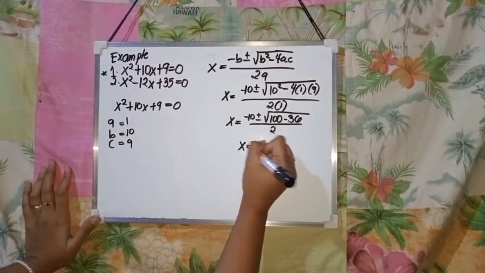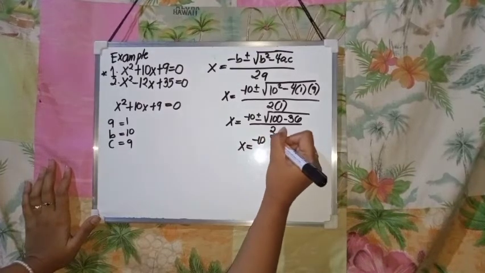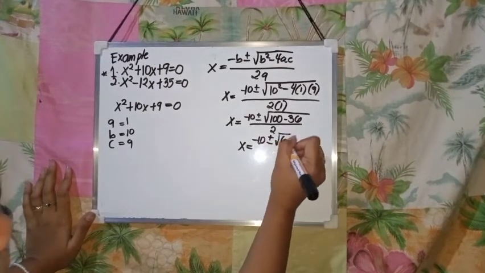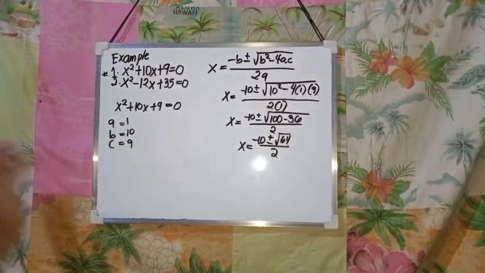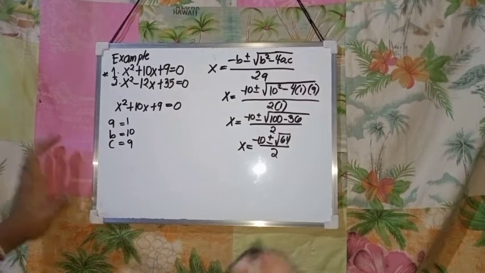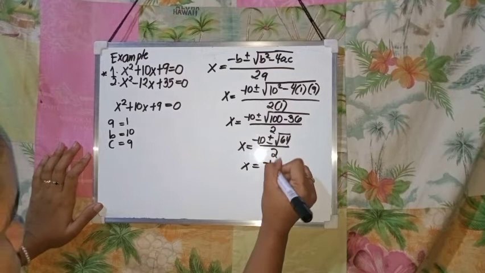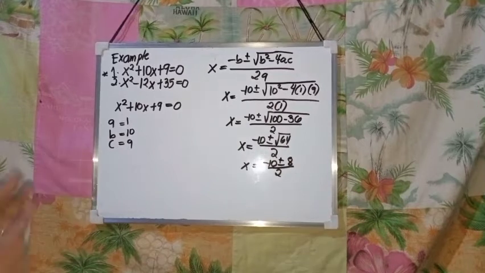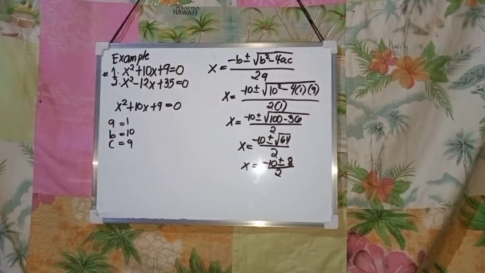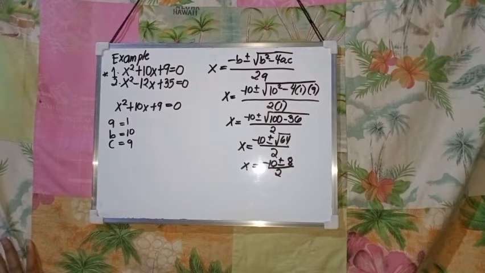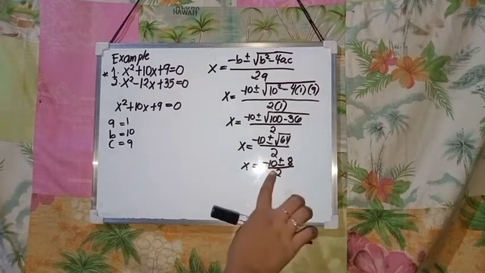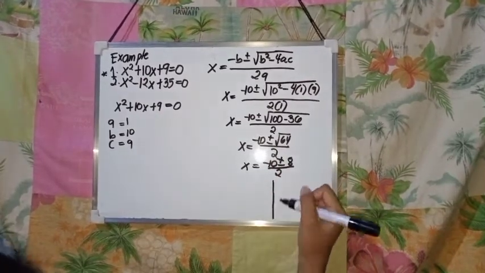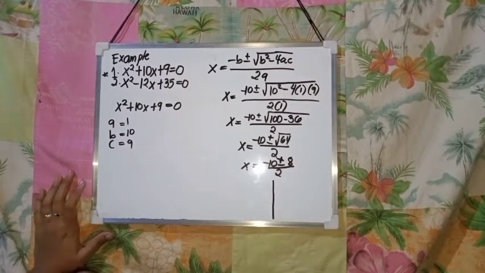So x here is equal to negative 10 positive negative square root of 100 minus 36, which is 64, over 2. Since 64 is a perfect square, x is equal to negative 10 positive negative 8 all over 2, because the square root of 64 is 8. So here we have two values, positive 8 and negative 8. You need to solve for x with those two values of 8.